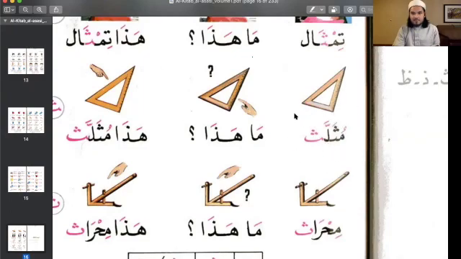You read it. Oh, مثلث. ما هذا؟ هذا مثلث. مثلث. Not laf. مثلث. Don't like... We'll get there. مثلث. Mukhallaf, not just مثلث. Yep. So what is مثلث?